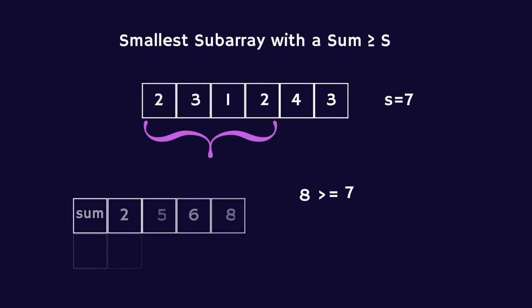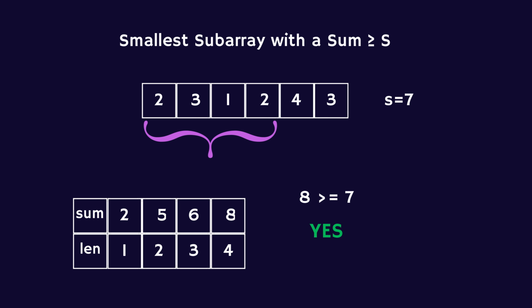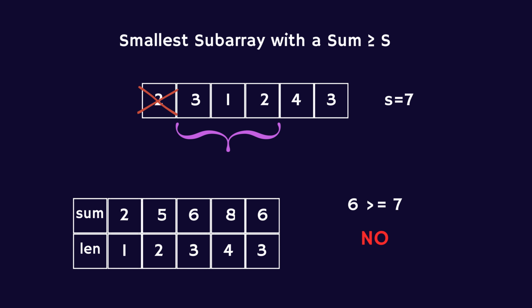2. We have 2, 3, 1, and 2. The sum of this subarray is 8. 8 is more than 7, so let's remove 2. Now, 3, 1, and 2 equal 6. So 6 is less than 7. So let's take the next element.